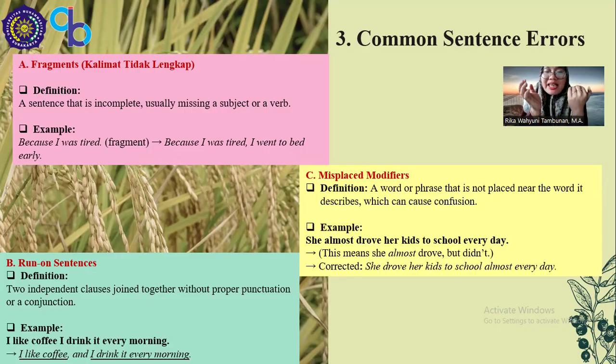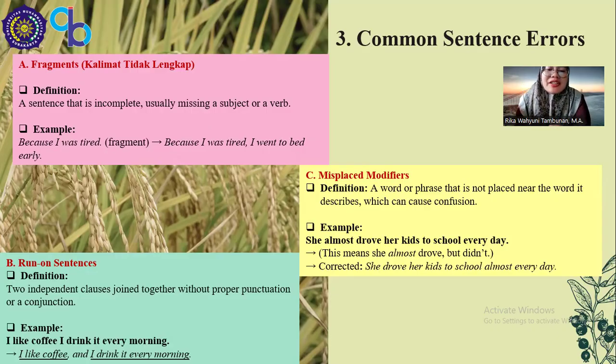I like coffee I drink it every morning. See the example. I like coffee and I drink it every morning. We have to fix this sentence. It becomes: I like coffee, comma, and I drink it every morning. We should add a comma and the conjunction and to connect the ideas correctly. Understand? This makes the meaning clear. First idea, then connection, then the second idea.